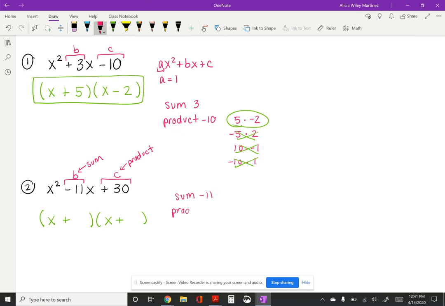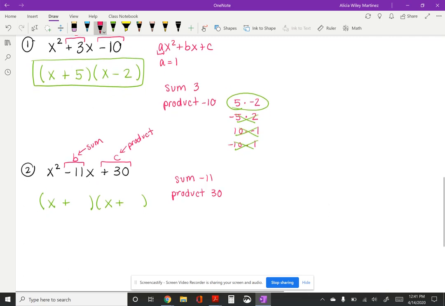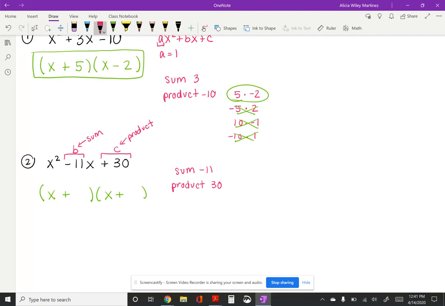And all of this that I'm writing in pink off to the side are things that you can definitely do in your head. I'm just writing down what I'm thinking. You don't need to write that part down. So let's think of things that give us a product of 30.